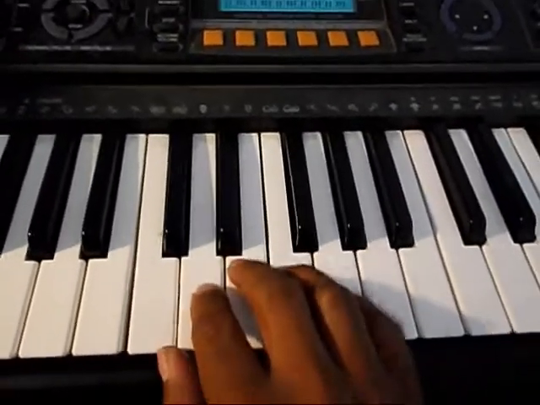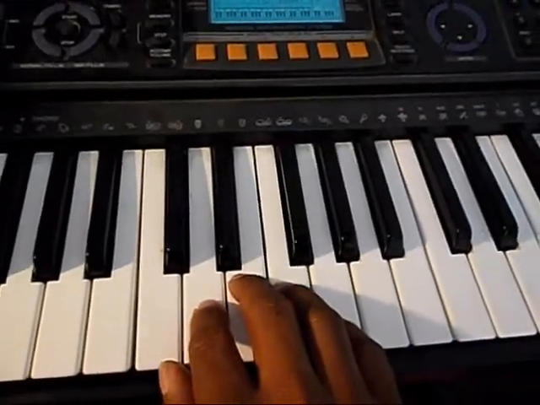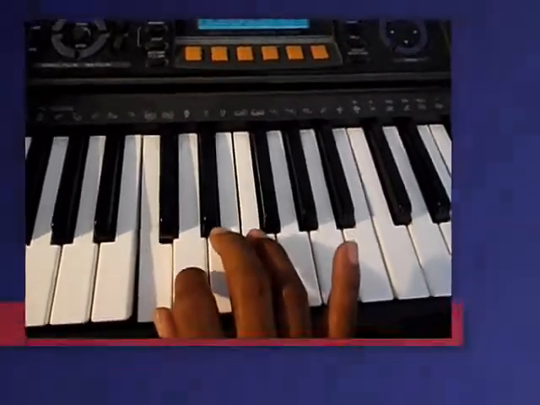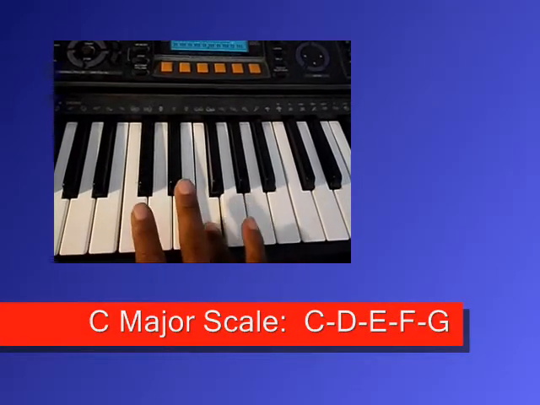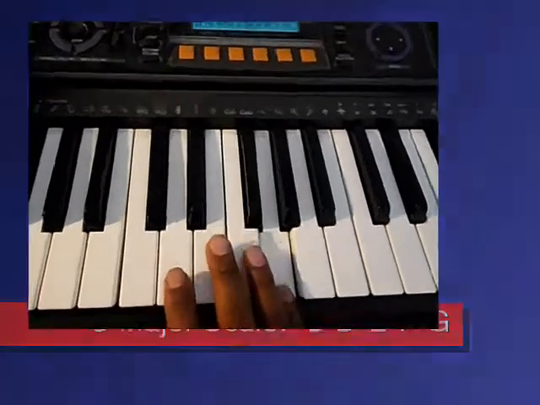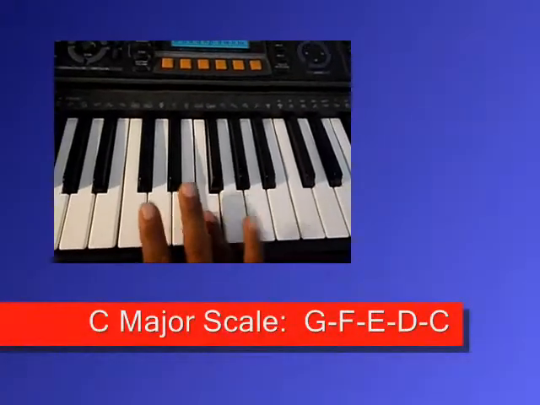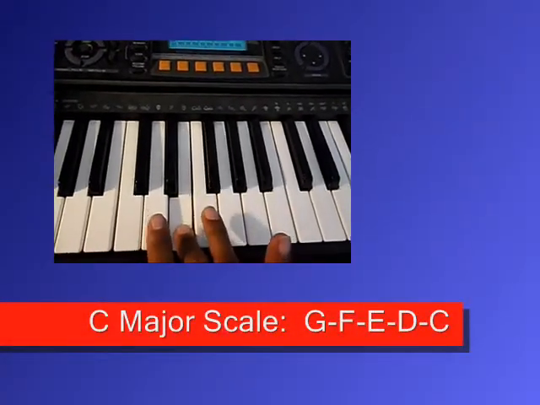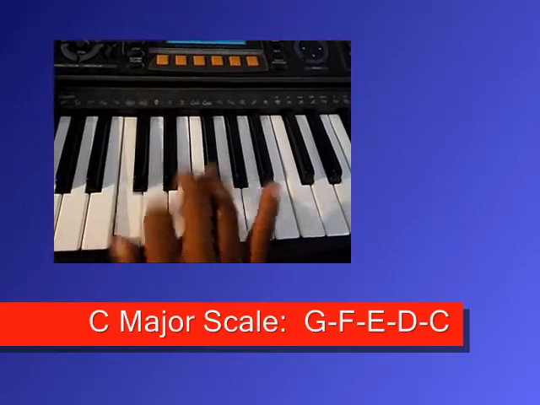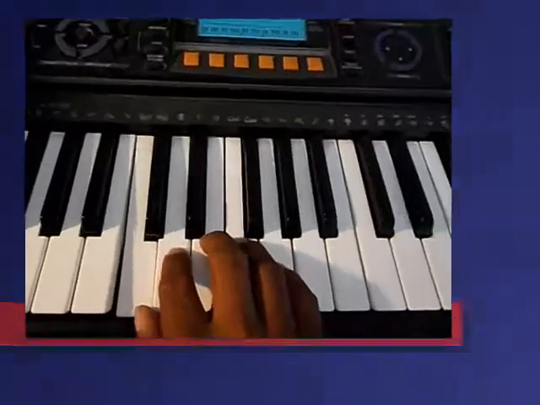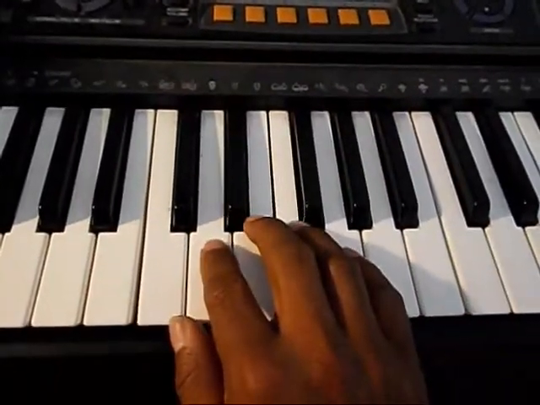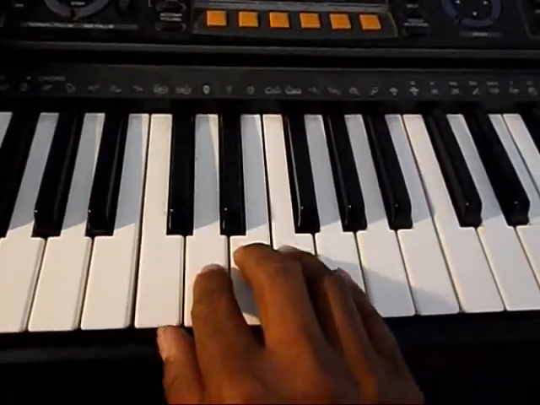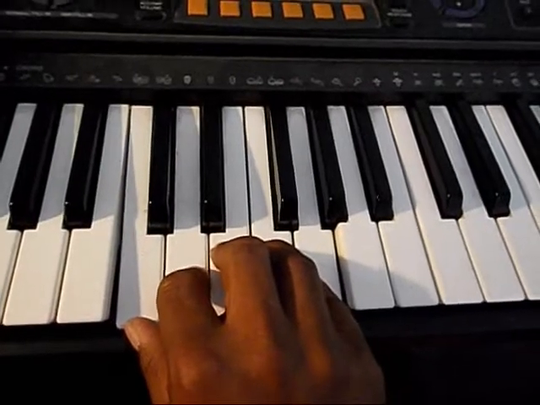So here we go. Here's the first 5 starting on C. C, D, E, F, G, and back down. G, F, E, D, C. Okay, it seems simple enough, right? Now what you need to do is you need to play it. I'm doing it with my right hand. You're going to want to practice that and only use one finger for each note.